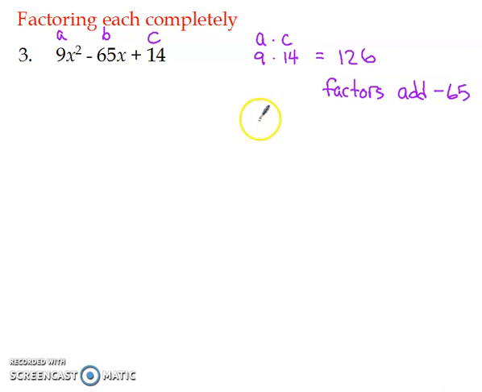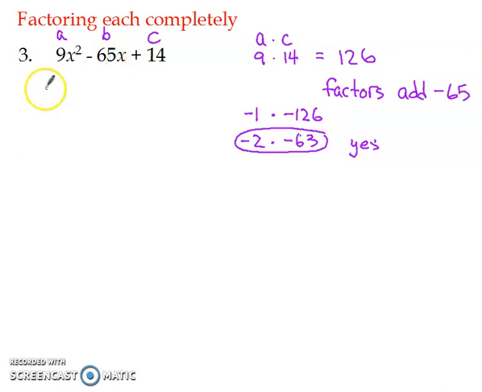So let's look for factors of 126, and that would be, let's say, negative 1 times negative 126. Do these add to be negative 65? No, they do not. Negative 2 times negative 63 would multiply to be 126. Do they add to be negative 65? Yes, they do. Therefore, these are our two factors of 126 that add to be negative 65, the B value.